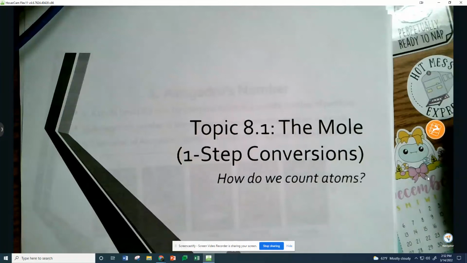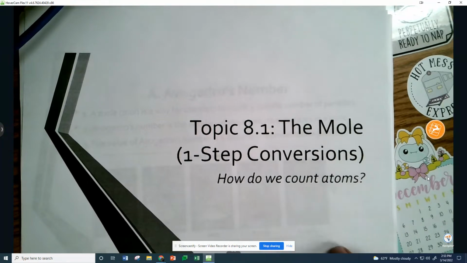Welcome to topic 8.1. This is where we're going to introduce how we start counting atoms, molecules, and formula units. So these are working through conversions. It's been a little while since we've done the math, so you're going to see a few topics come back that we reviewed first semester and worked through. You will want your periodic table, calculator, and polyatomic list to work through this.